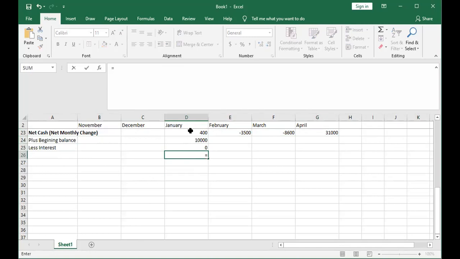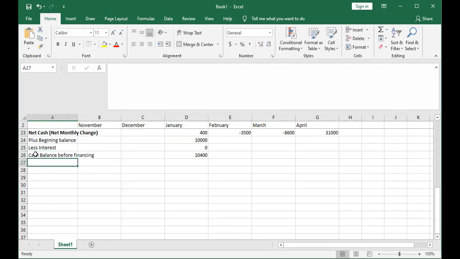So it's like this. This plus this and minus this. Okay, so I show you. This comes from this minus this, this plus this minus this. Okay, so then you will get the amount, the cash balance before financing.